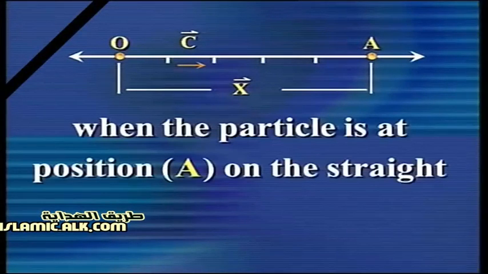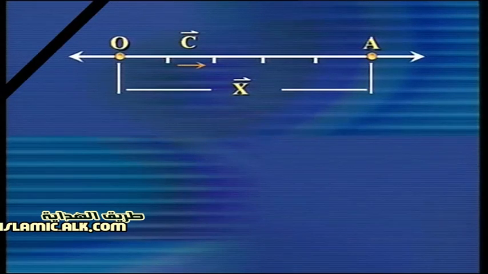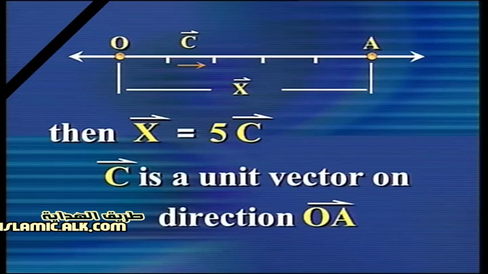Example. Dear student, look: the particle is at position A on a straight line. Then the vector x represents 5c vector, where c is the unit vector in the direction of vector OA.